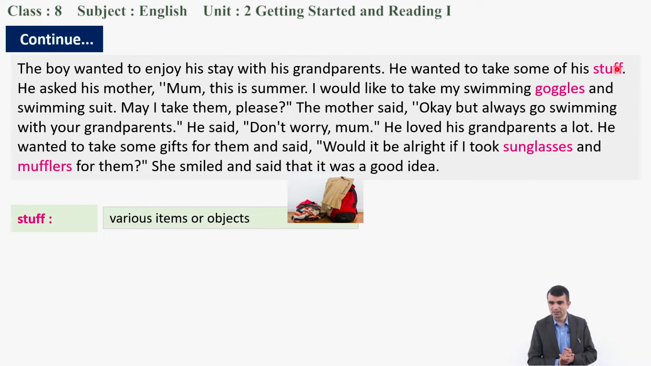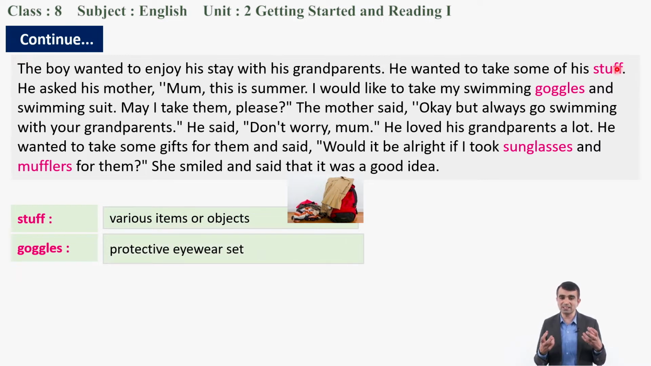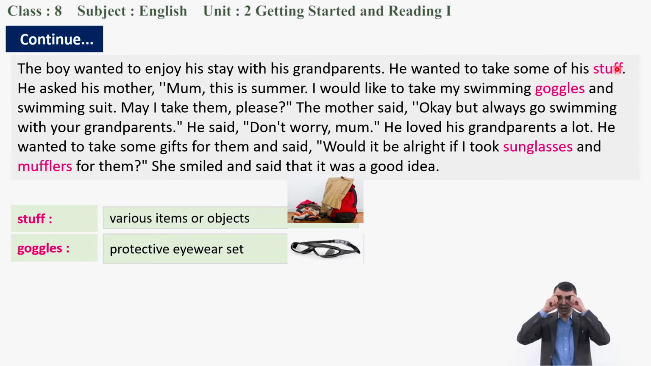Okay? Similarly, another word, goggles. What is it? Goggles means protective eyewear set. Well, here you can see a picture. Okay? That fits on your eyes. Sometimes there are swimming goggles. Here, swimming goggles is given, isn't it? When you swim, you can put it on so that it protects your eyes.